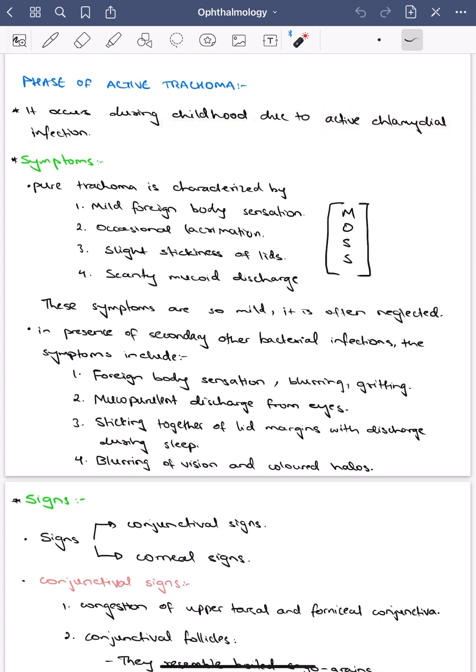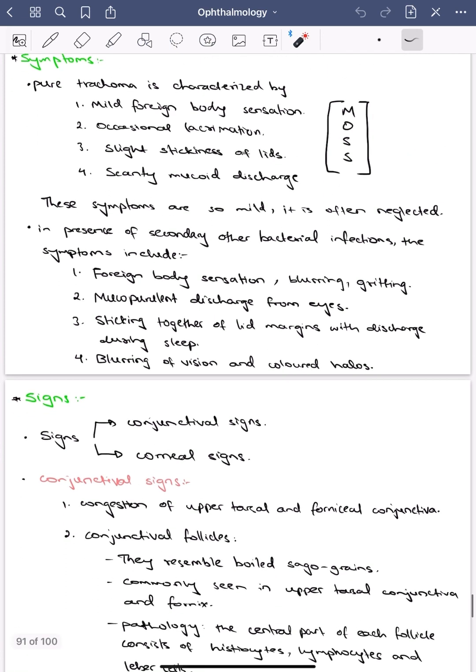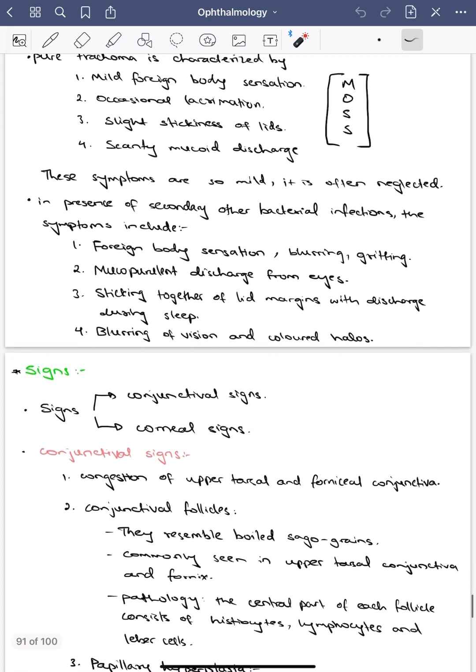Now, the symptoms: first there is pure trachoma, and then there is trachoma in the presence of secondary bacterial infection. In pure trachoma, the symptoms are mild foreign body sensation, occasional lacrimation, slight stickiness of the lids, and scanty mucoid discharge, and this can be remembered by the mnemonic MOS. So these are the features of pure trachoma. These symptoms are so mild that they are often neglected.